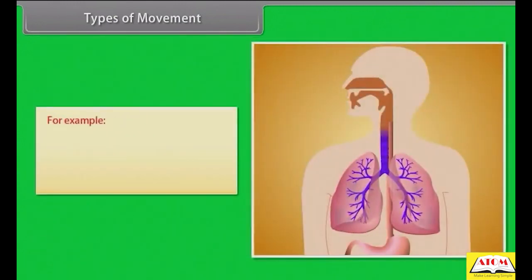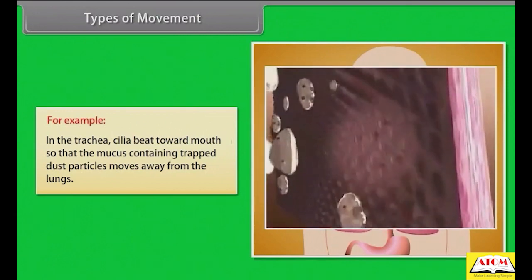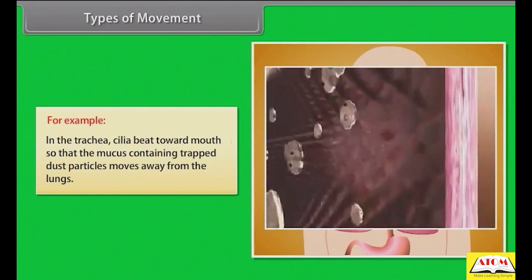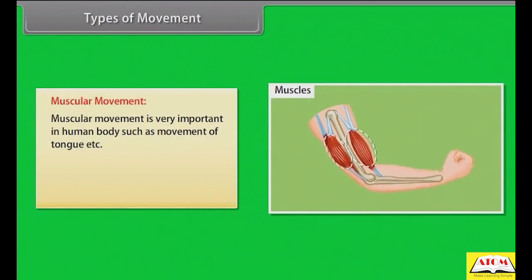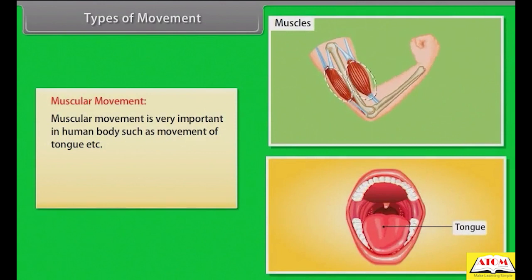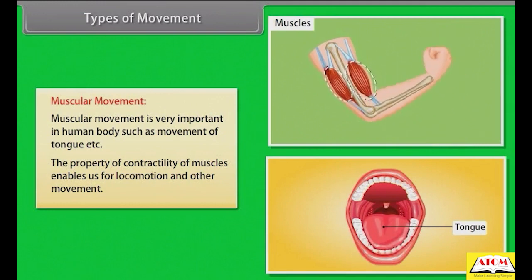For example, in the trachea, cilia beat towards the mouth so that the mucus containing trapped dust particles moves away from the lungs. Muscular movement. Muscular movement is very important in the human body, such as movement of tongue, etc. The property of contractility of muscles enables us for locomotion and other movement.